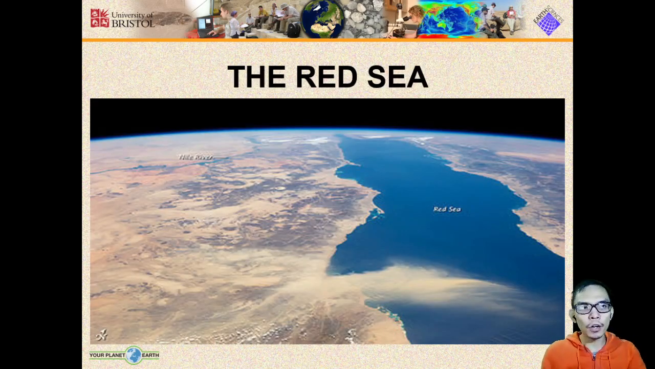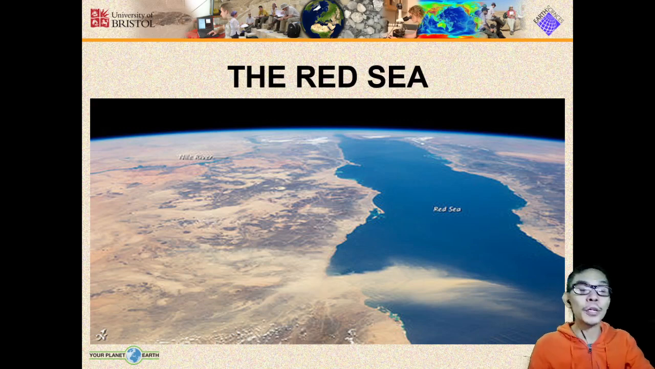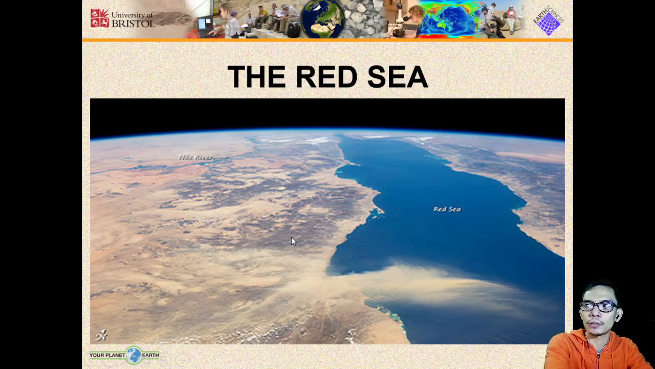So the Red Sea is also an example of a divergent plate boundary. The Red Sea was born out of the separation between the African plate and the Arabian plate over here on this side. Water from the Indian Ocean rushed in as the two plates separated millions of years ago, and it formed this majestic Red Sea that you have right here.